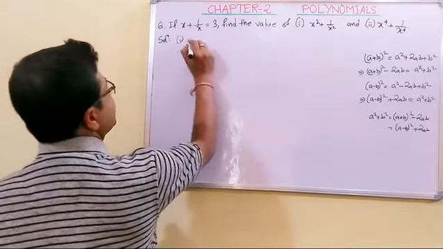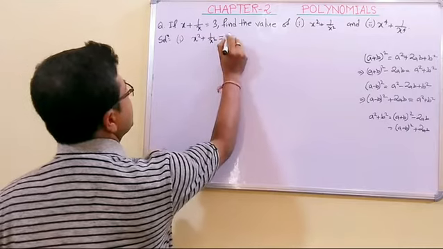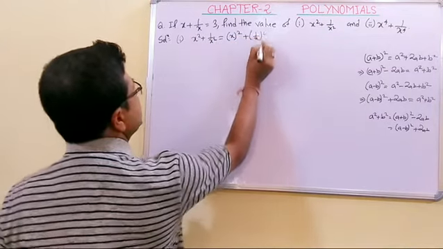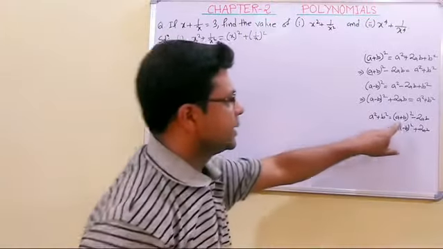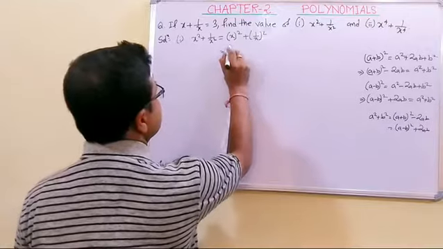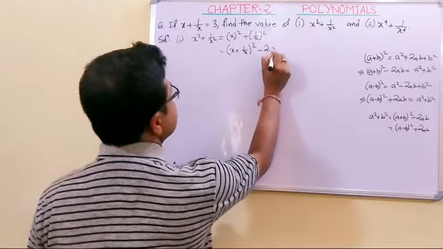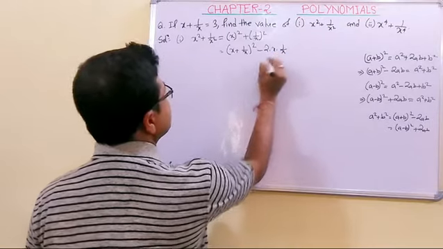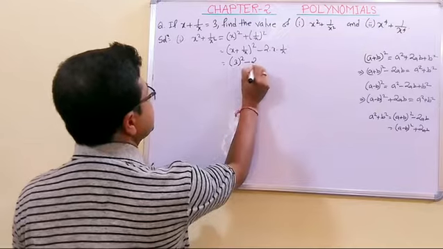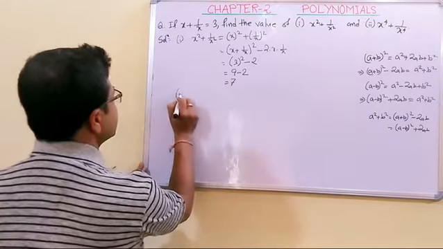Number 1, x square plus 1 by x square is equal to, we can express like this. What is given? Plus is given, so we shall use this. So this is a square plus b square, a plus b whole square minus twice ab. This will get cancelled. Now the value of this is 3 square minus 2. This is 9 minus 2 is 7.